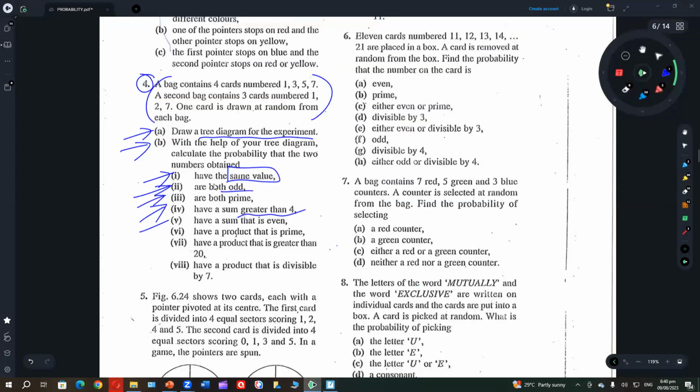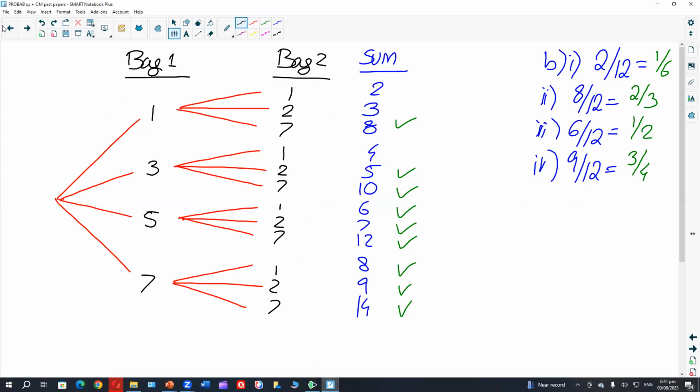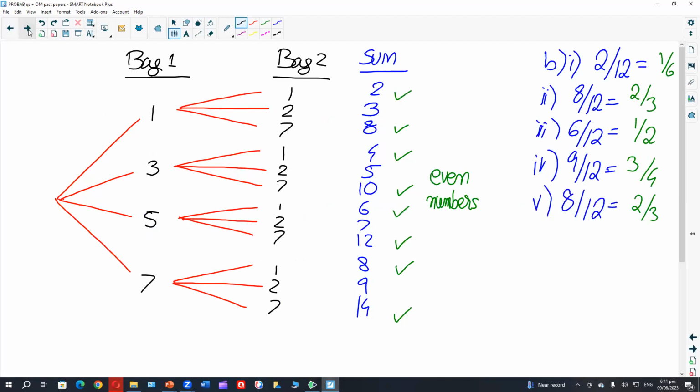Then part number 5. Read part number 5. Have a sum that is even. 8 over 12. Even number. Did you count them? Yes. Oh, sure. Very good. 8 upon 12. Perfect. Now see the next part.